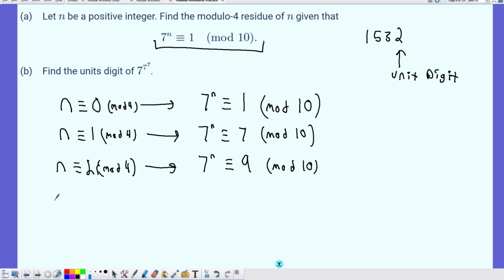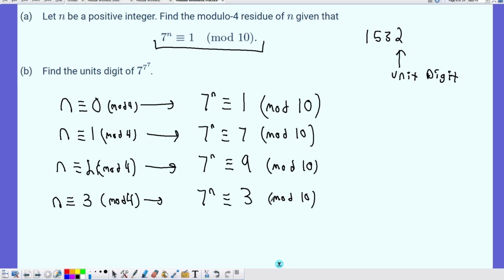Now, then we have n equals 3 mod 4. Well, that is going to get us 7 to the 3rd power. So 7 to the 3rd power is 343. So mod 10 in this case, 10 divides evenly into 340, you would have a remainder of 3. And that is mod 10.